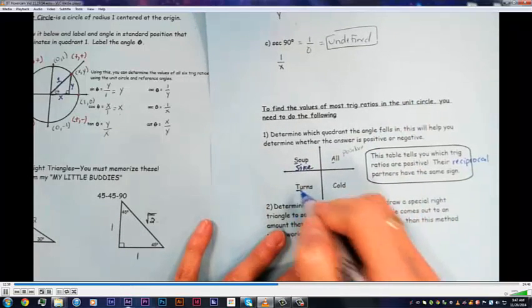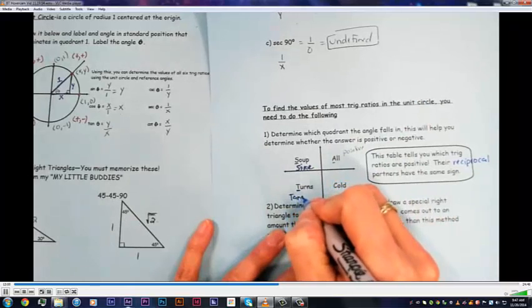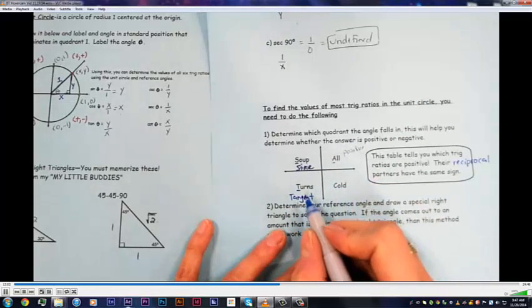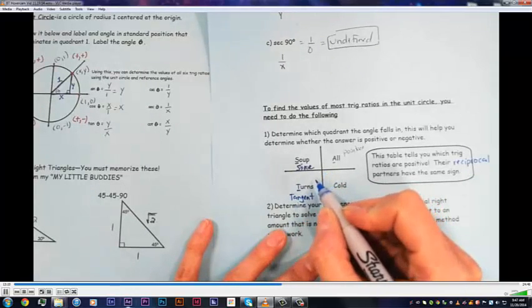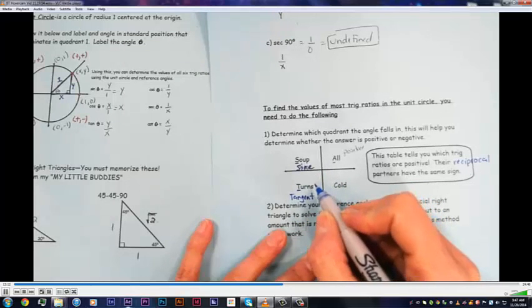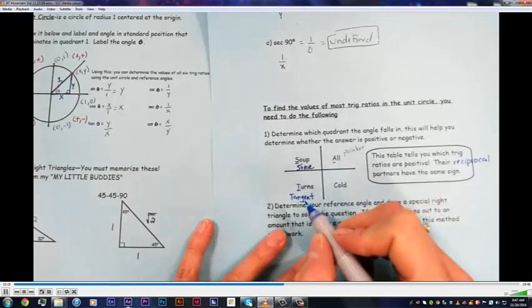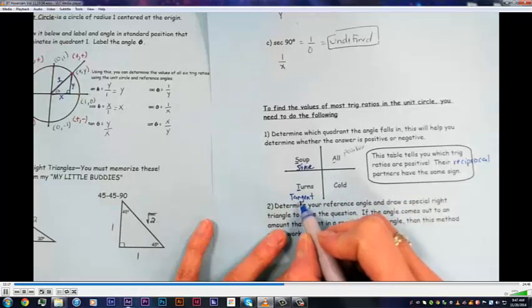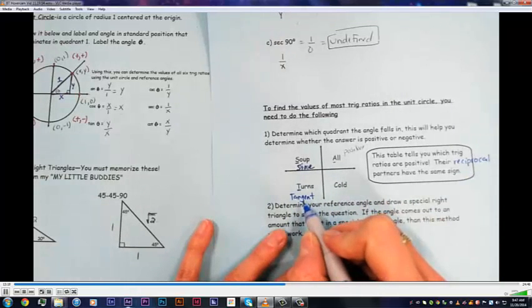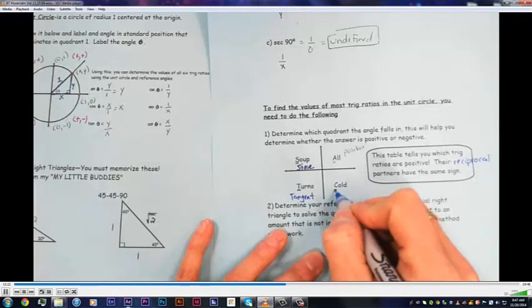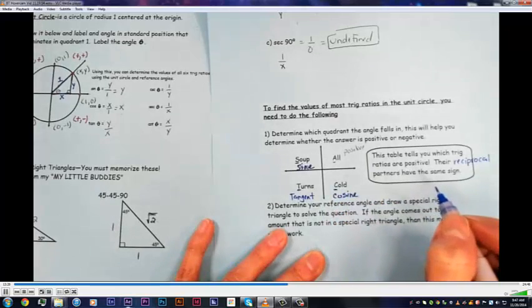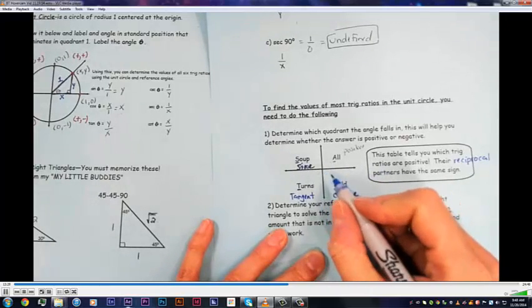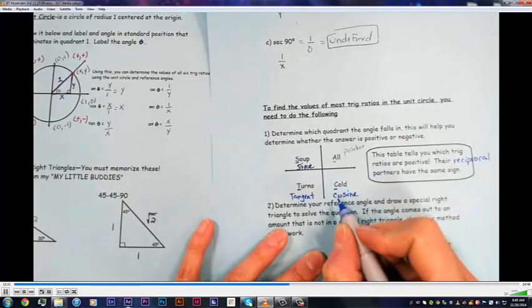Okay, the T is for tangent. Tangent values are positive in the third quadrant. So if your terminal side lands in the third quadrant and we're taking tangent of it, that means your ratio is going to be positive. Every other answer is going to be negative. Also, the only other one is its reciprocal partner, cotangent. Okay, the C, the cold, stands for cosine. So any cosine of an angle that lands in the fourth quadrant, those values are going to be positive.